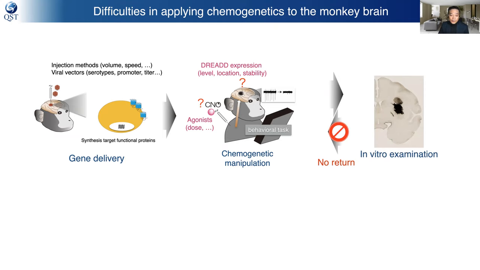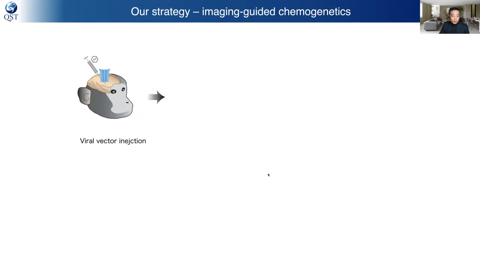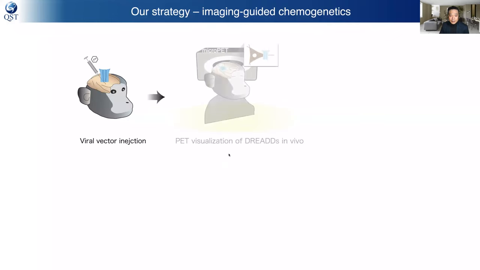So for this kind of optimization, we have to spend lots of time and lots of cost. So to avoid this long optimization, we take a different approach, using imaging-guided chemogenetics. For this purpose, we use PET visualization technology.